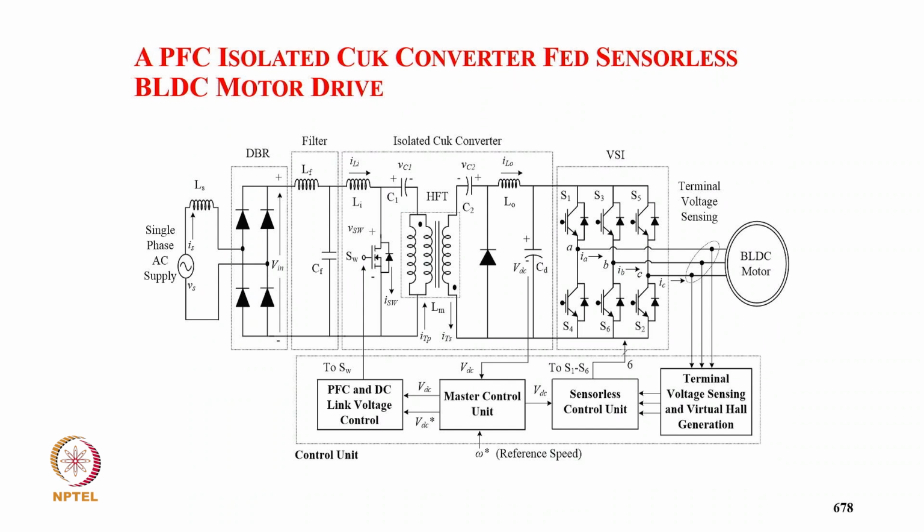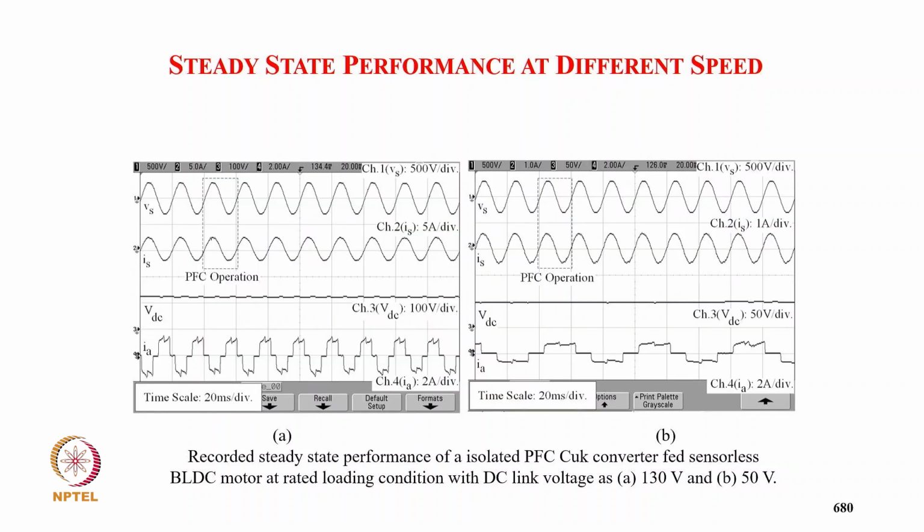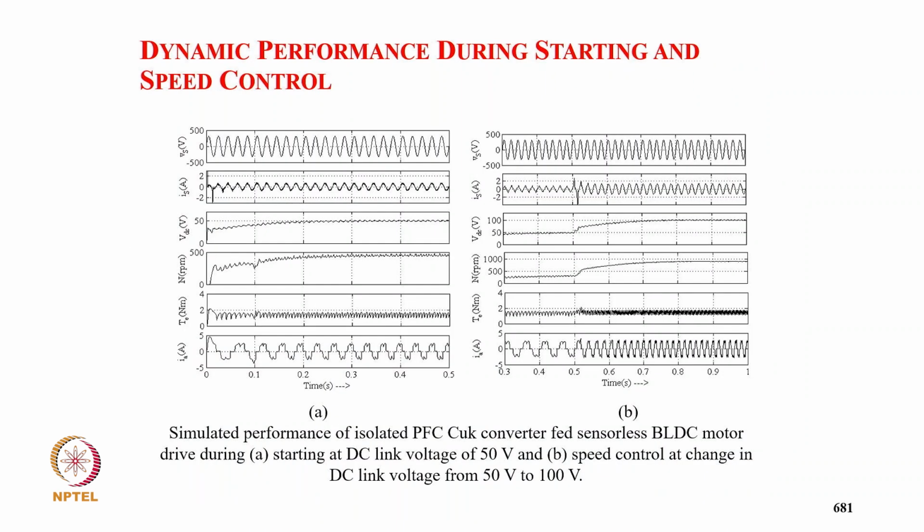And this is your isolated converter with sensorless control. These are the simulated waveforms for 130 volt DC link and 50 volt DC link. So the supply current is sinusoidal and in phase with the supply voltage, and then DC link voltage, speed, torque, and winding current. The experimental result for supply voltage, supply current, DC link voltage, and winding current for 130 volt DC link and 50 volt DC link, meaning 1300 rpm and 500 rpm.